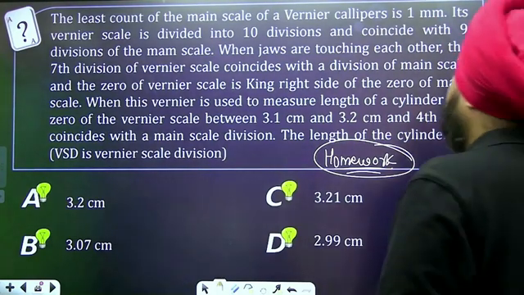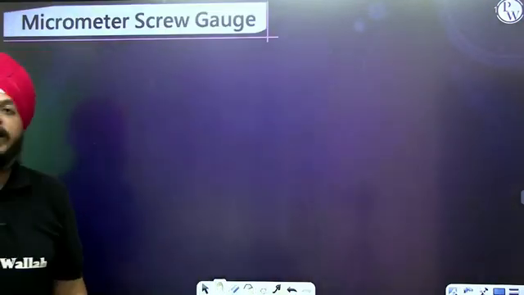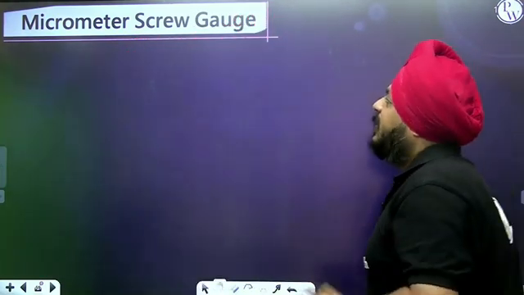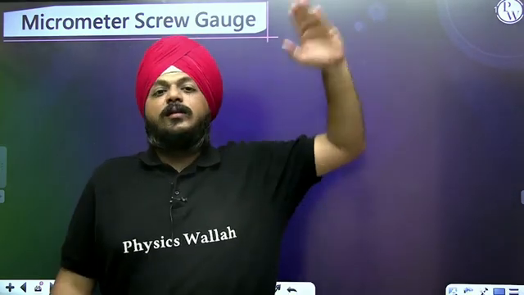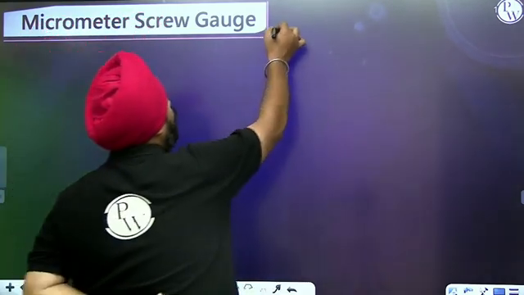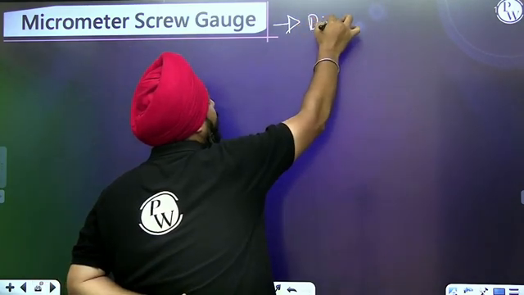That's it. Now let's move on to the micrometer screw gauge. If you are completely aware of what the Vernier caliper is, then it is not as difficult to understand the concept of the micrometer screw gauge. It is accurate up to 3 or more decimal places. What is the main application of the micrometer screw gauge? It is used to measure the diameter of a sphere.